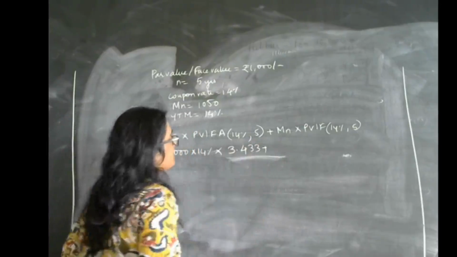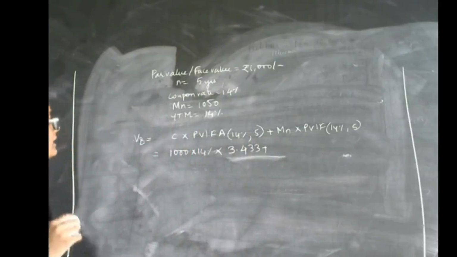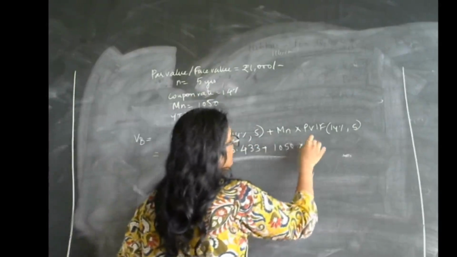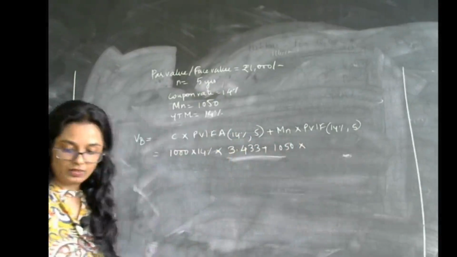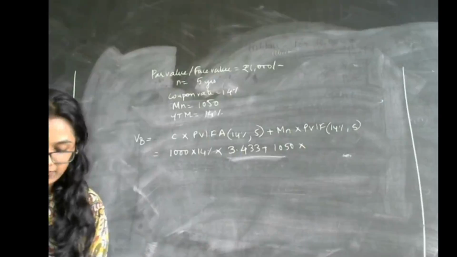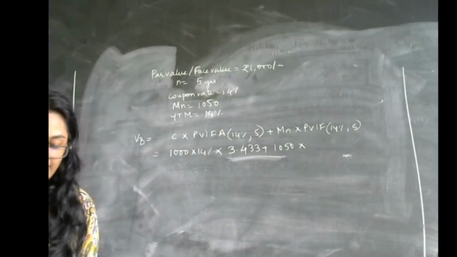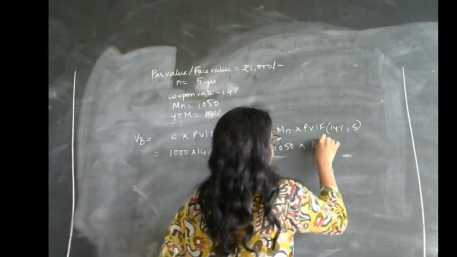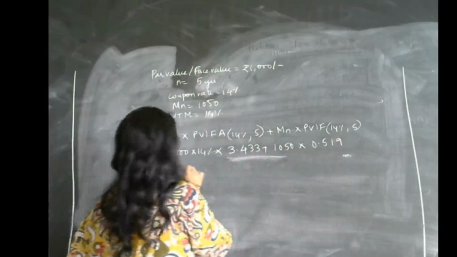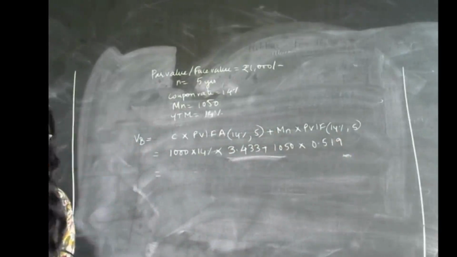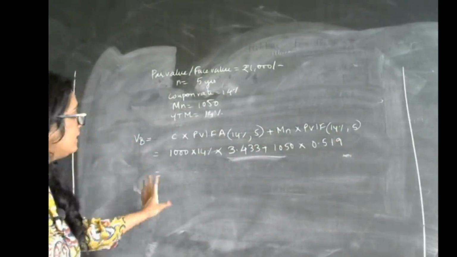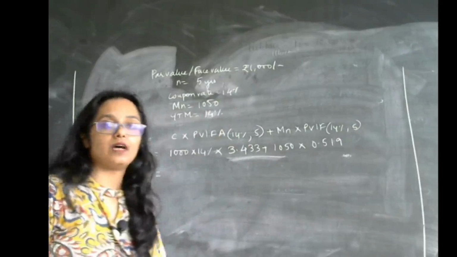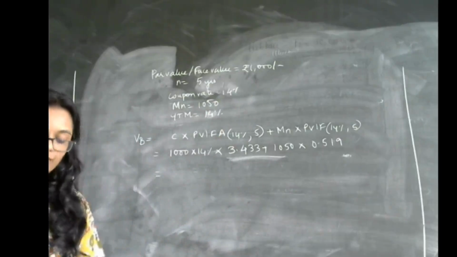Plus maturity value. We know that the maturity value over here is given as 1050 multiplied by present value interest factor, which is 0.519. So how much is it coming to? Can anyone tell me? We can solve this further and just check. The amount will come close by to 1000. Then it is correct.